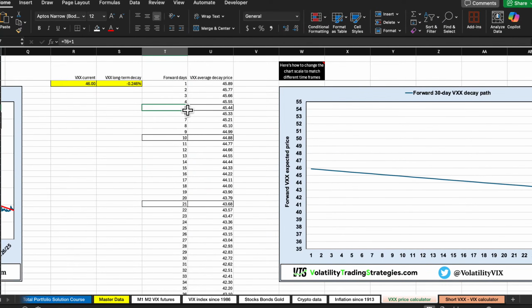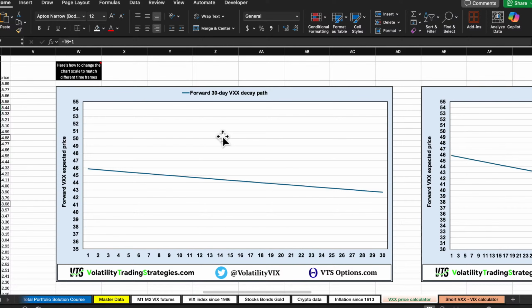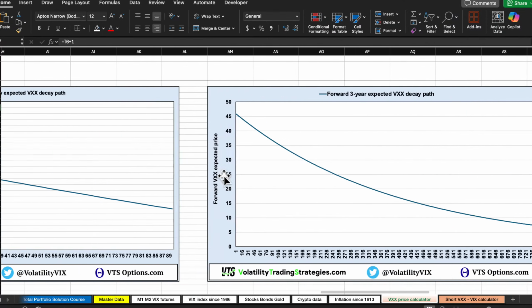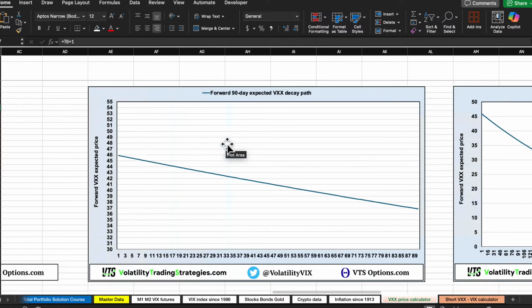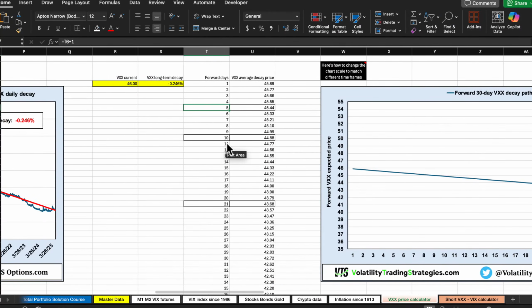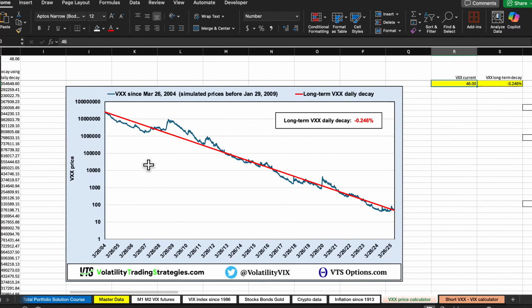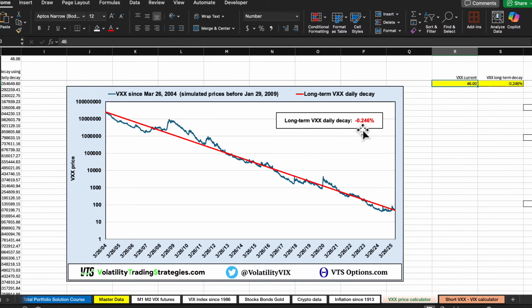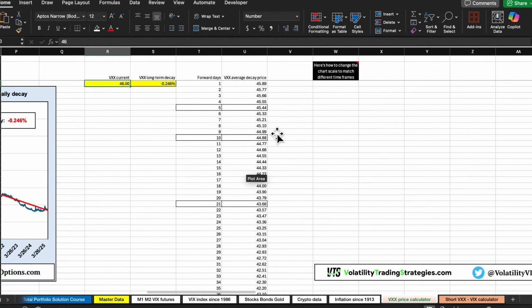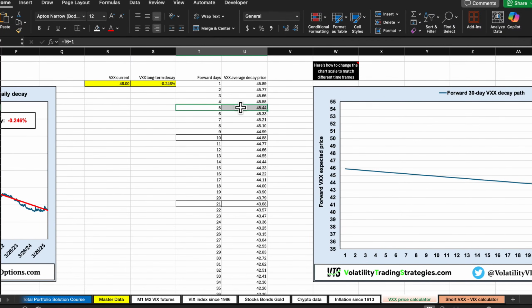So what this does, you can just see the natural decay factor, say over 30 days, over 90 days, over 3 years, just in case you're the type of person that's going to be doing option trades. It is a good idea to have an indication of what the long-term average is. So if you're doing a weekly VXX trade, if it's at 46 today, strictly based on long-term averages, it decays 0.246% per day. Well, it's useful to know that in 1 week, 5 trading days, it should be around 45.40.